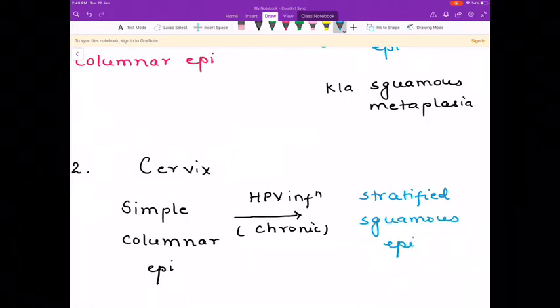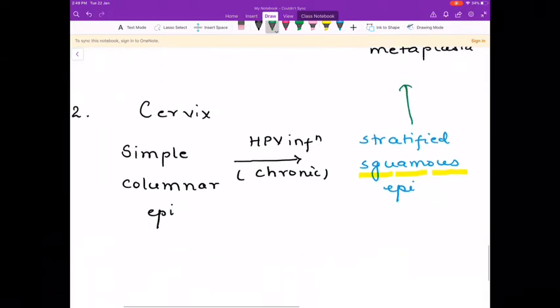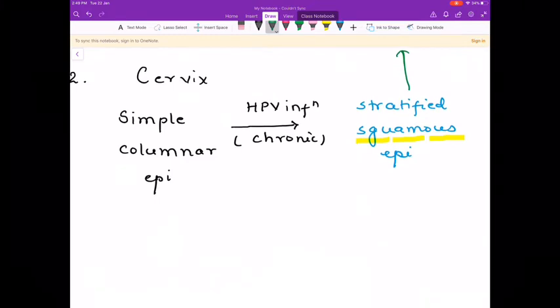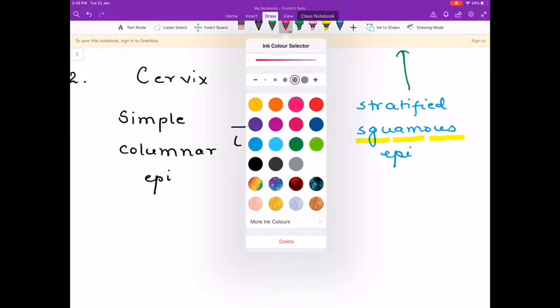One is, what is the normal lining of cervix? Second, what is the most common cause of metaplasia in cervix, which is HPV infection? Third, what is the type of metaplasia seen in cervix? Answer is squamous metaplasia.